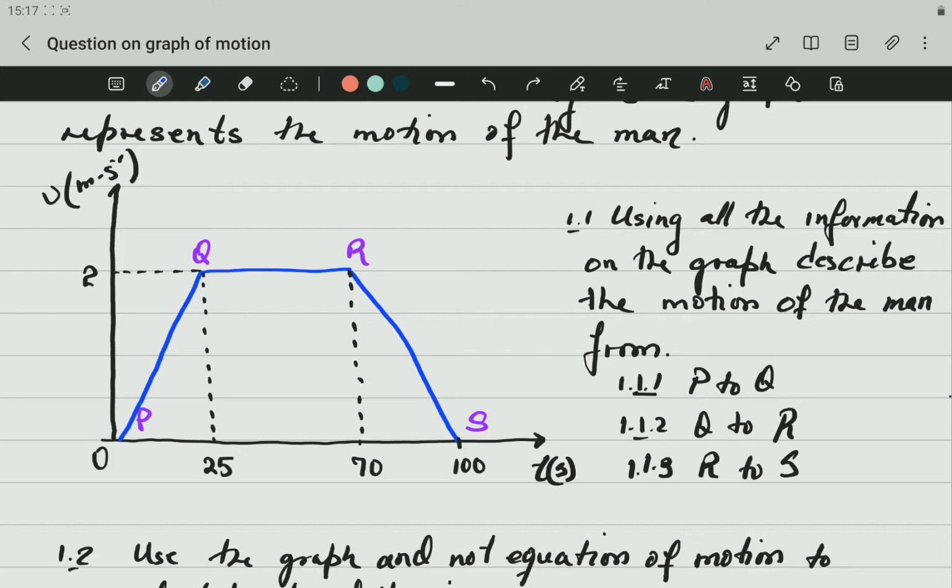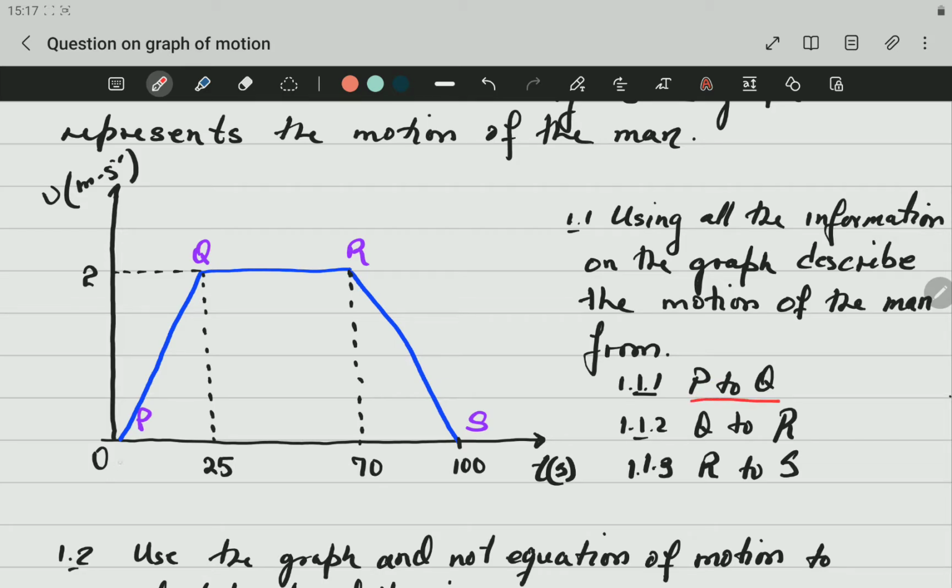Now, question 1.1 says: using all the information on the graph, describe the motion of the man from P to Q, Q to R, and R to S. So before going to the calculations, let's look at this specific question, where you have to describe the motion of the man in this situation. Let's divide it in parts as the question said. The first one is P to Q.